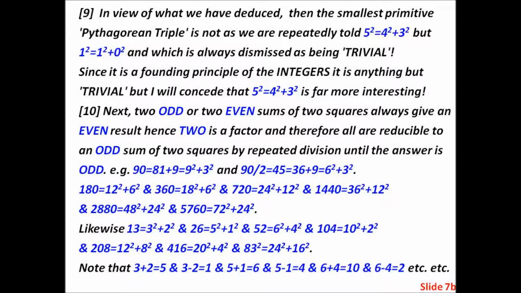10. Next, two odd or two even squares always give an even sum of two squares. Hence, 2 is a factor, and therefore all are reducible to an odd sum of two squares by repeated division until the answer is odd. E.g., 90 equals 81 plus 9, which is equal to 9 squared plus 3 squared, and 90 over 2 equals 45, which is equal to 36 plus 9, which equals 6 squared plus 3 squared. Two examples follow of repeated doubling for an odd sum of two squares. The footnote demonstrates the method of obtaining the sum of two squares for each doubling of the answer.